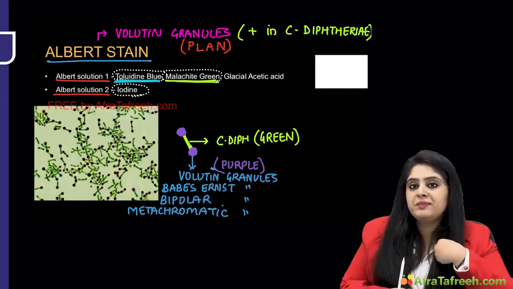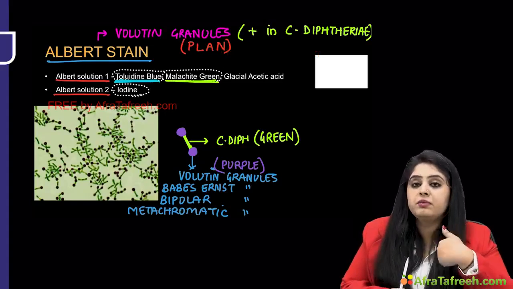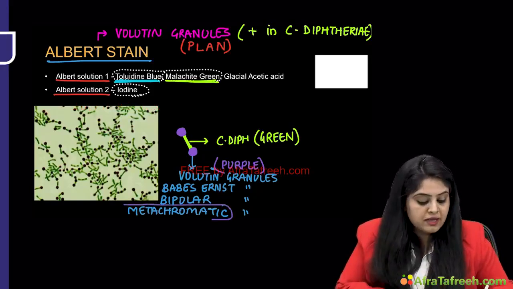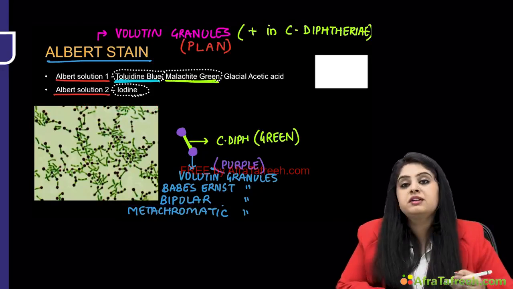Toluidine blue has what color? It has a blue color. But what color does it give to the slide? It gives a purple color. Separate color, but giving separate color. This concept is known as metachromasia. This is a metachromatic stain.